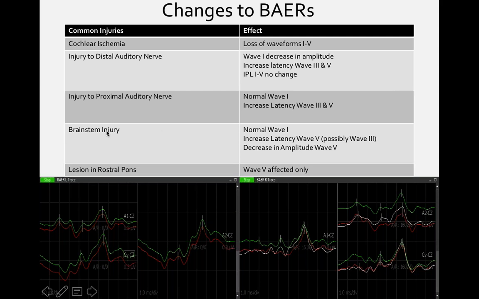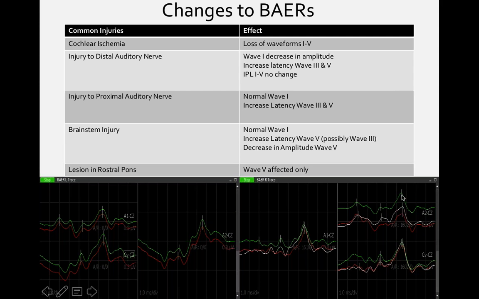If we have an injury to the brainstem, we're going to see, again, a normal wave 1. I should be over here. Normal wave 1, and then an increase in the latencies of waves 5 and possibly wave 3, depending on the location of that brainstem injury, and possibly a decrease in the amplitude of wave 5.